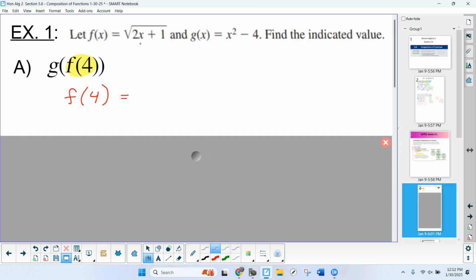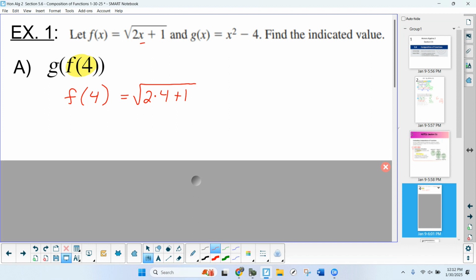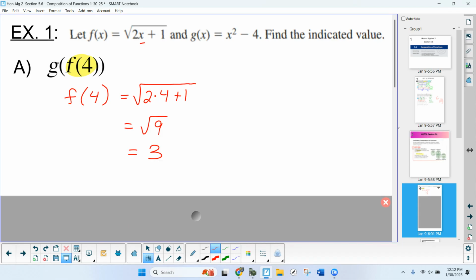Go to function f and plug in 4. So 2 times 4 plus 1. What's 2 times 4? 8. Plus 1? 9. And what's the square root of 9? 3. Okay, is everybody good there? Well, we wanted g of f of 4. But what was f of 4? So we really want g of what?